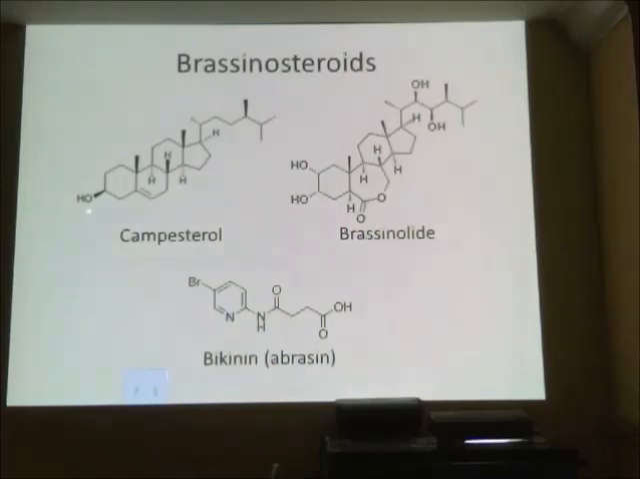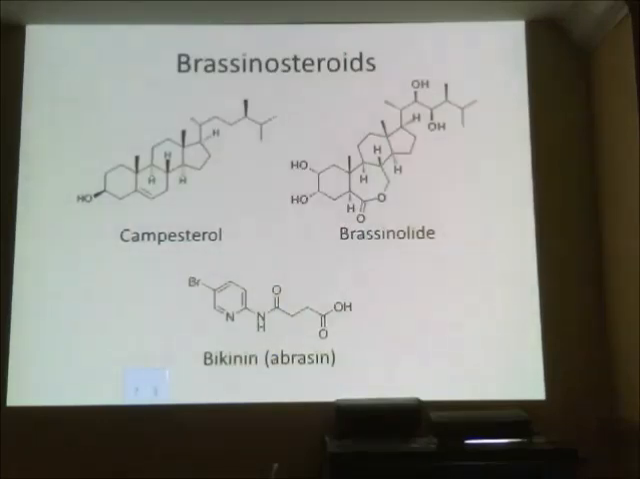Also, the hydroxy groups actually change their stereochemistry, where the OH group is sticking out here, the OH group is sticking back behind the ring. This double bond is removed, and we have inserted here a C double bond O in this ring. This is called a lactone. So brassinolide is the naturally occurring brassinosteroid, and there's another compound, a synthetic compound called brassinazole, or also called bikinin.